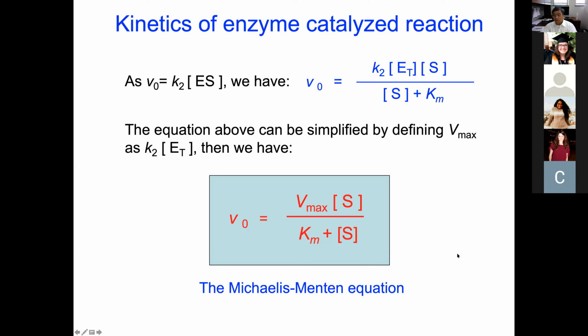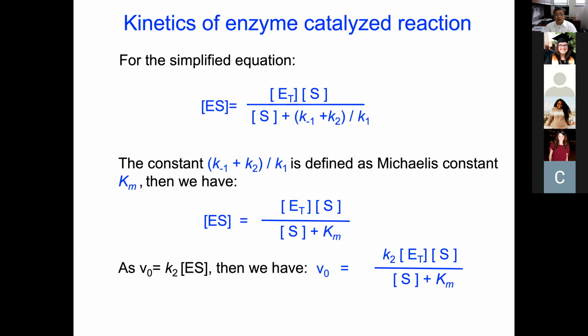Exactly. So just knowing where each component comes from to make, for example, this equation. You need to know what Vmax is. That is very important. It is the maximum velocity which can be achieved by this reaction. It equals K2 times ET. So that's one thing you need to know.